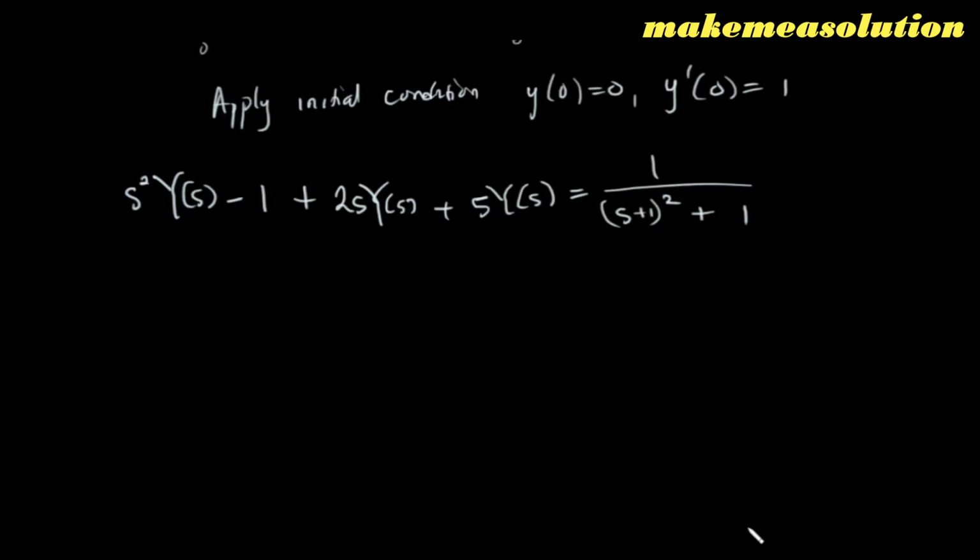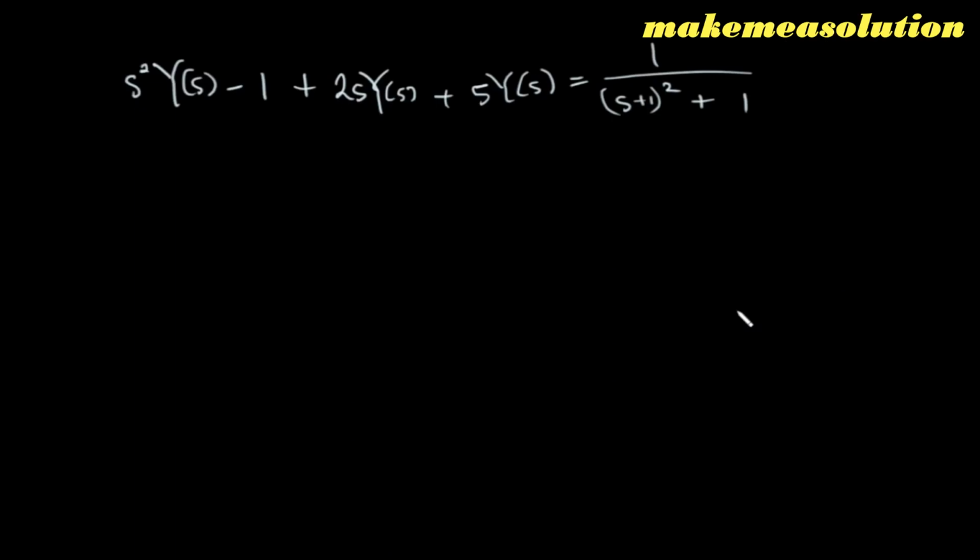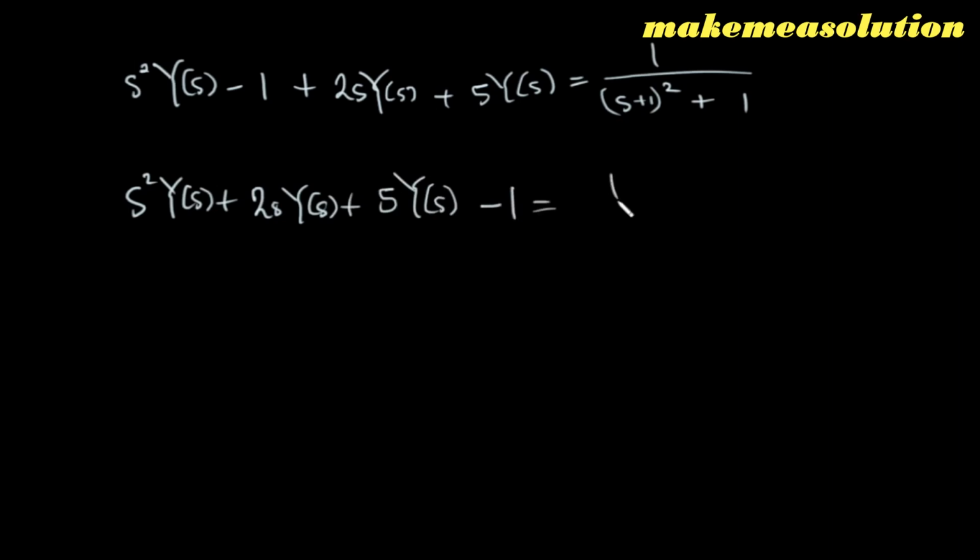Is that okay? If you're wondering how I got this, I don't want you to be afraid. I will create a video later that shows you how to find the Laplace transform for this kind of function, and you have to use a theorem called the first shift theorem. So in this place we'll have s squared Y of s plus 2s Y of s plus 5Y of s and minus 1 is equal to 1 over s plus 1 all squared plus 1.